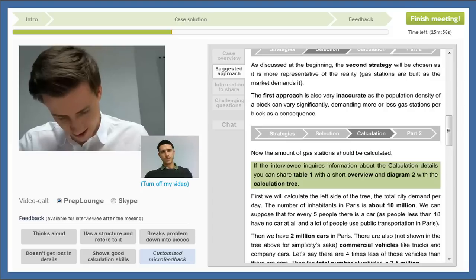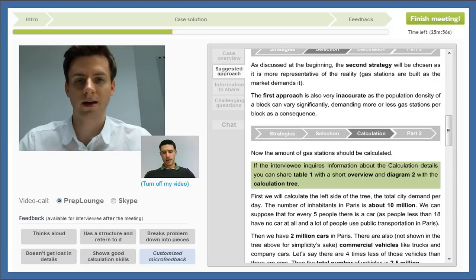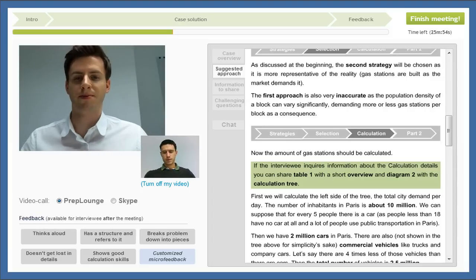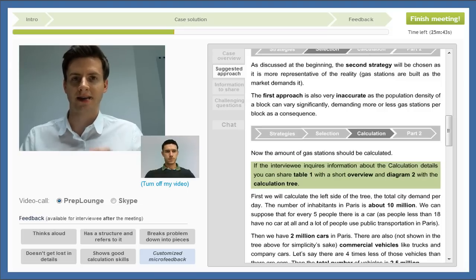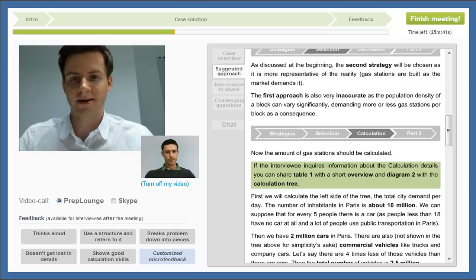Okay. So now we have the demand. Exactly. So to sum up, the overall demand of Paris is 22.5 million liters of gas. And now this gas needs to be supplied by the gas stations. So that's what I'm calculating next. That's the second big branch I had.